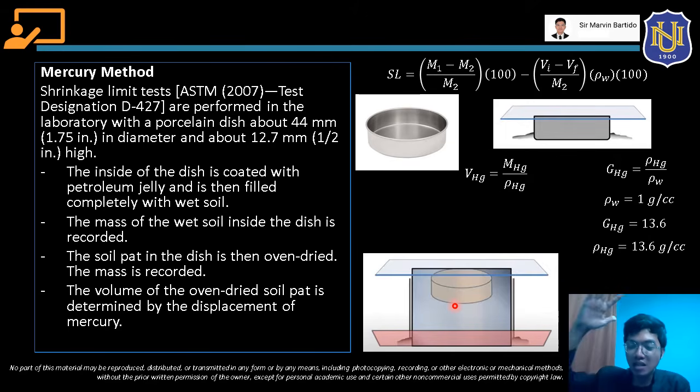So, class, when the pat is pressed down to submerge it in the mercury, some amount of mercury will spill. That volume of spilled mercury is the volume displaced by our oven-dried soil pat, and it is the same as the volume of the oven-dried soil pat. To find it, we collect the excess mercury that spilled and weigh it, so we know its mass.